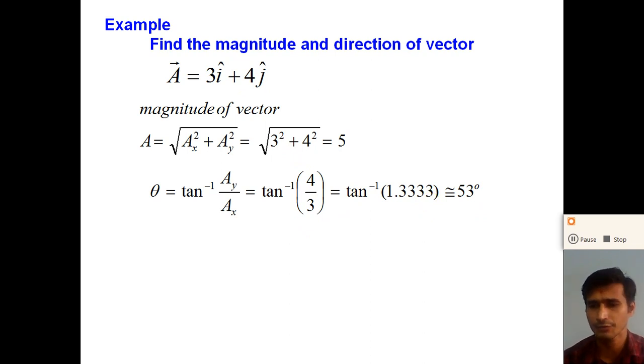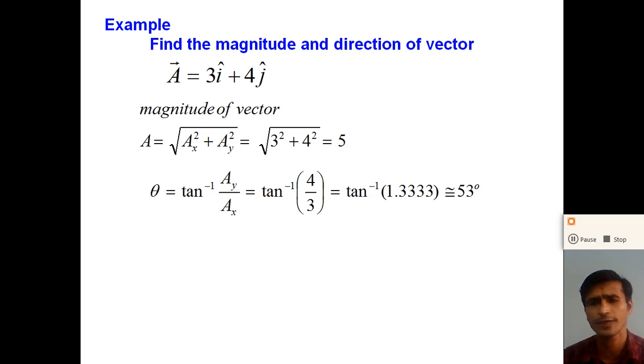See the previous video for the trigonometry values to find the angle from the values. So if you find 1.3333 in the tan trigonometry table, we get the angle 53 degrees. It is not exact, it is approximate. The exact value you can find in the trigonometry table. So here the angle is 53 degrees with the positive x-axis.